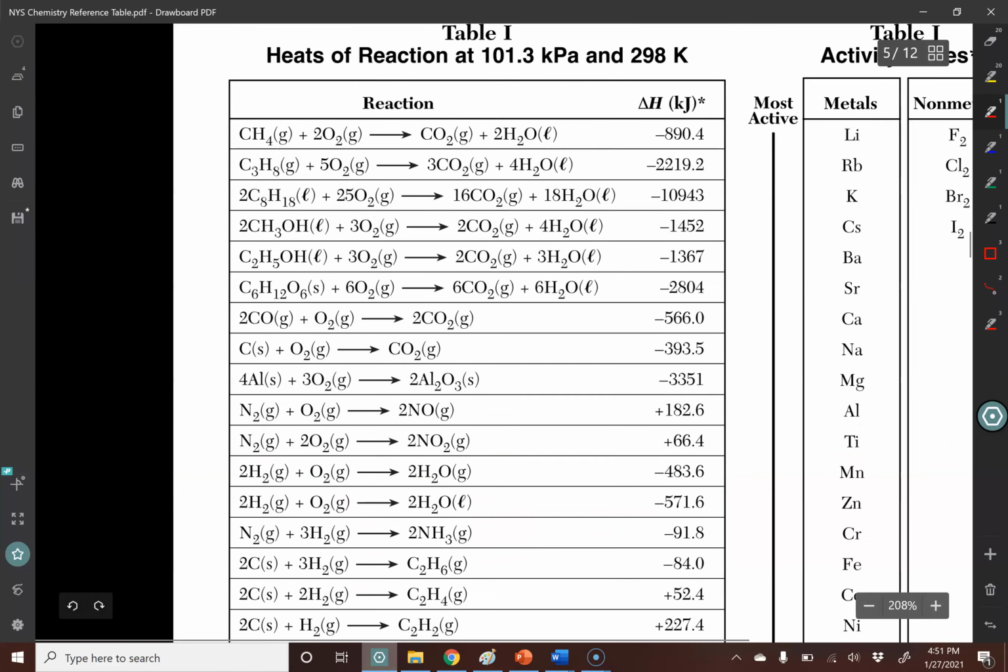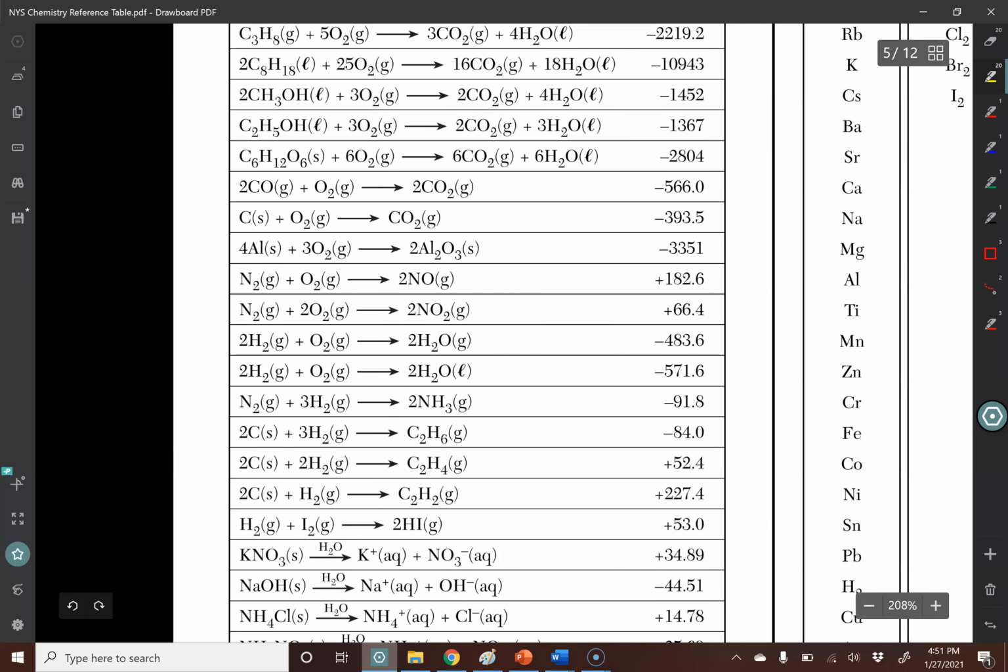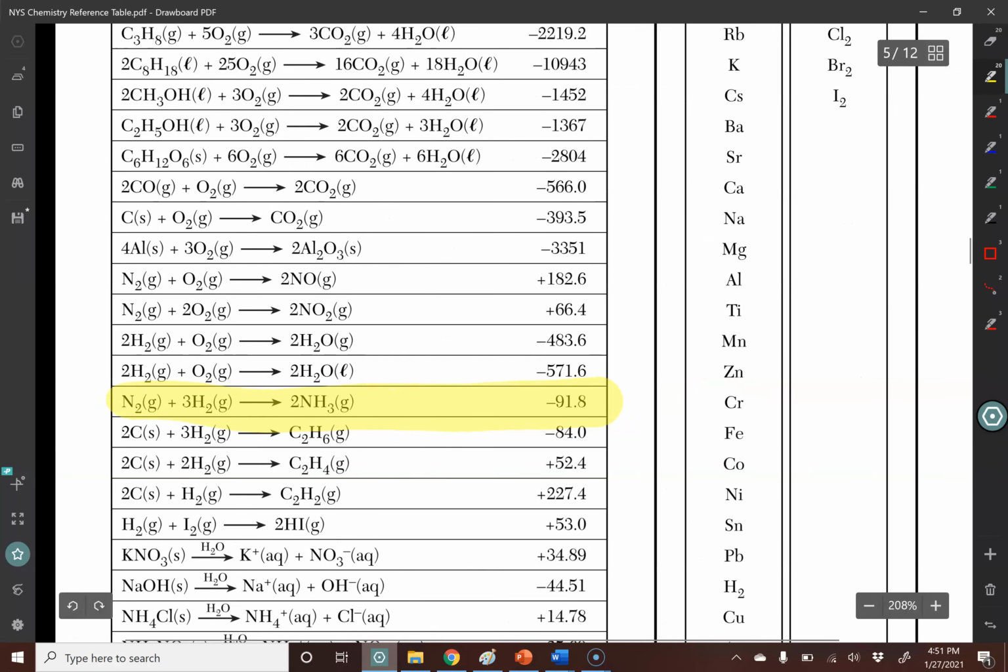Wow, really zoomed in. So we've got table I. Look at that. We've got the reaction between nitrogen and hydrogen to form ammonia. So I've got my reaction, and I can see that with the coefficients provided, delta H is negative 91.8 kilojoules. So I'm just going to quickly jot down that reaction over in my practice problems.